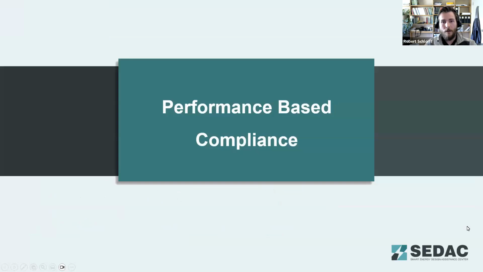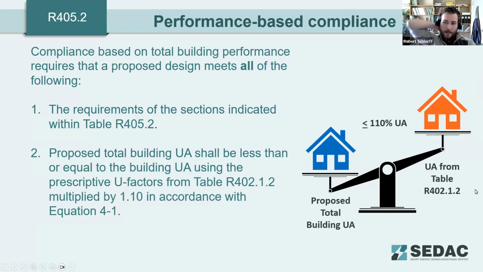All right, moving on a little bit to performance-based compliance. So as I said in the beginning, just with the IECC, you do have a performance compliance pathway here. The performance compliance pathway is based on total building performance and requires that the design meets the following. The requirements of the sections indicated within table R405.2. And then also the proposed total building UA shall be less than or equal to the building UA using the prescriptive U factors from the U factor table multiplied by 1.10 in accordance with equation 4.1.